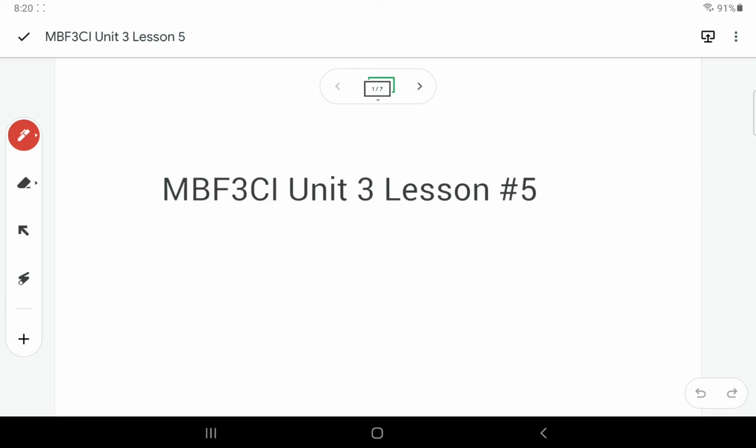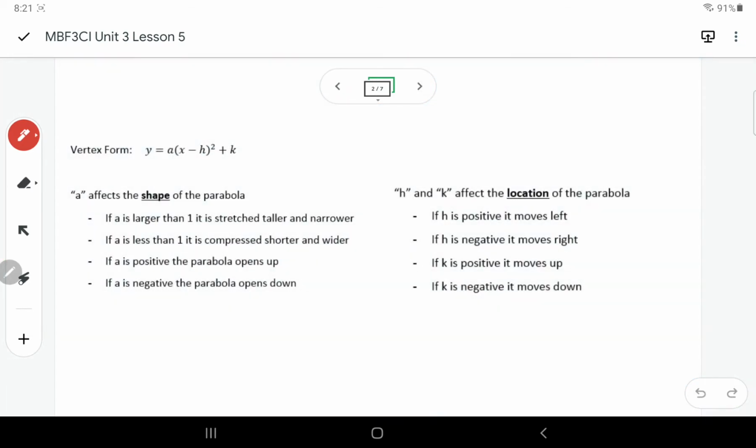So this is the new lesson. And this is dealing with vertex form of a quadratic. And we'll talk about that in this note. So this is kind of a review from the previous two lessons. This is lesson 3 and lesson 4.